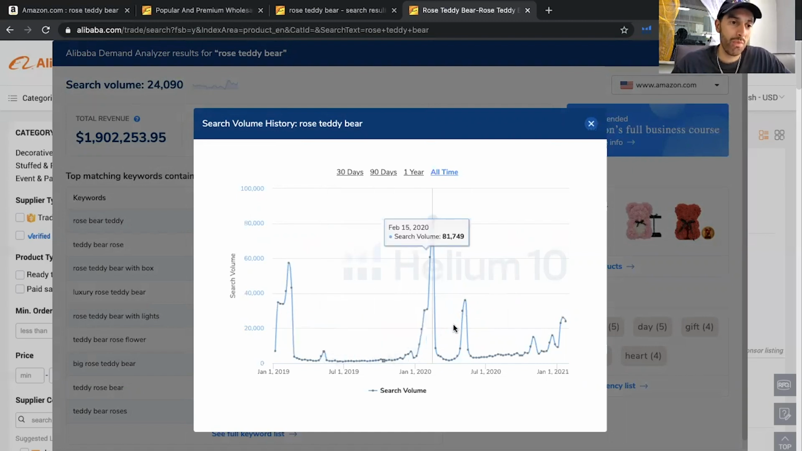So you can see it's getting more popular as a Mother's Day gift, and it's getting more popular as a Valentine's Day gift as well. So potentially this February, it's going to be even higher as well. And any leftover stock, you can also look to sell that in May as well.